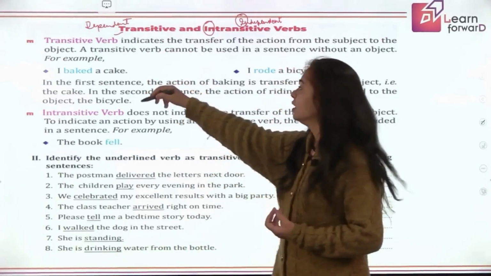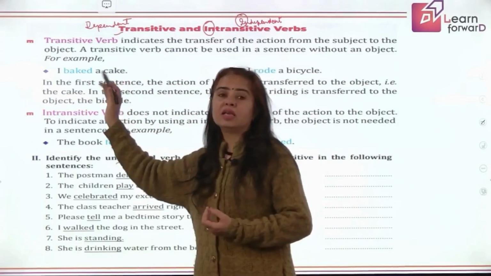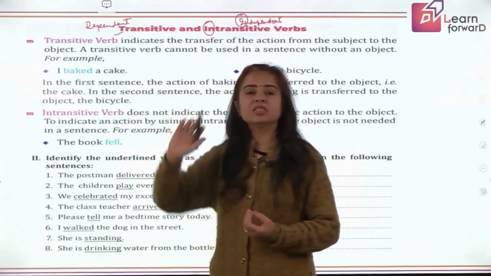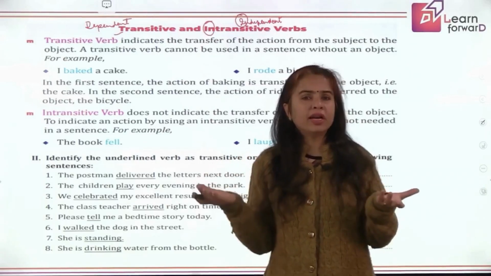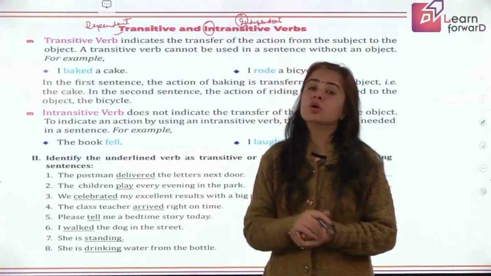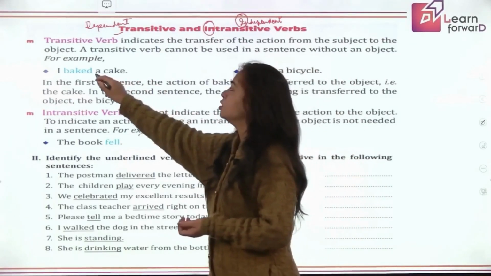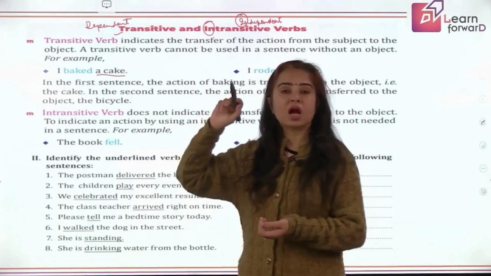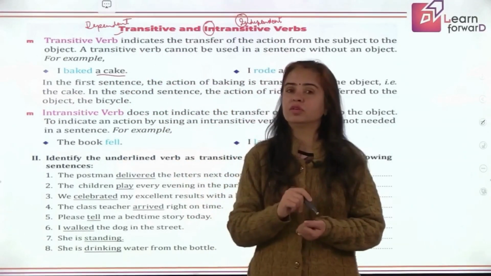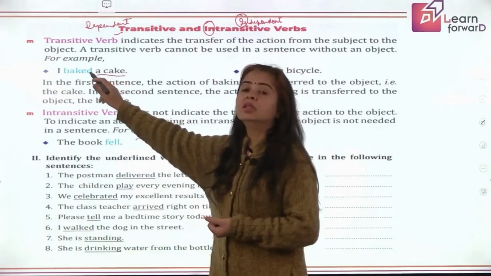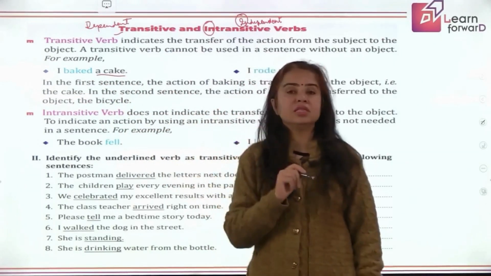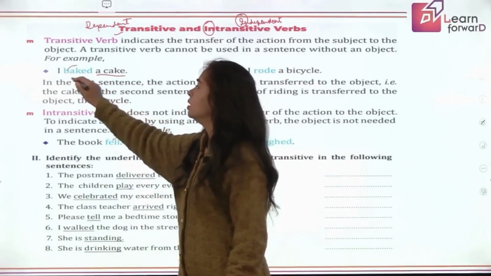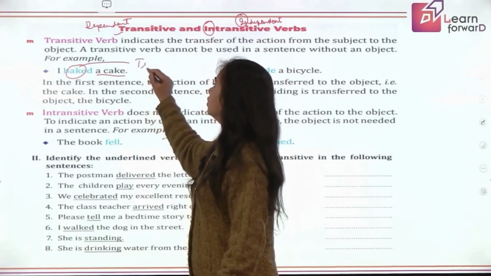Let's read the sentence here. I baked a cake. If I stop at baked and I just say I baked, what did I bake? A question arises. What did I bake? What did you bake? So I need to complete the sentence using this noun, which is called the object of the verb. Without this, the verb is not giving complete meaning. That means it is dependent. So this verb is a transitive verb.